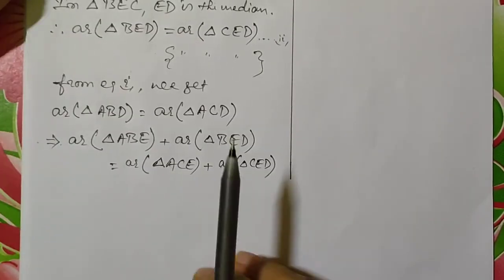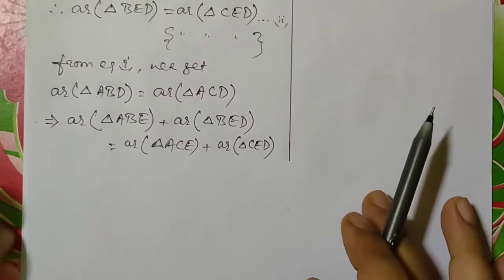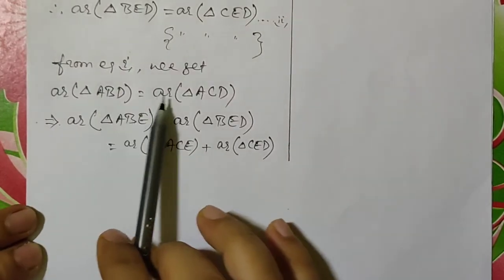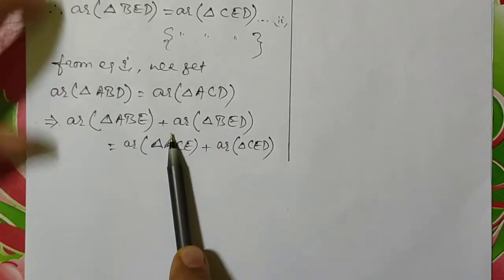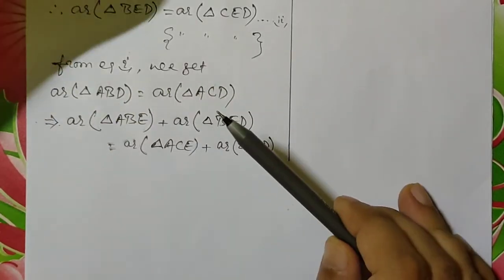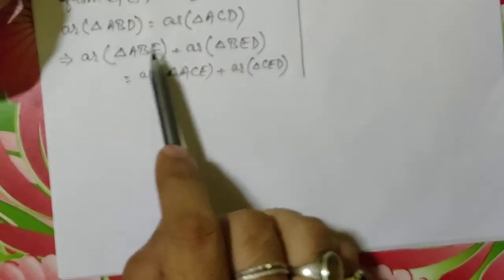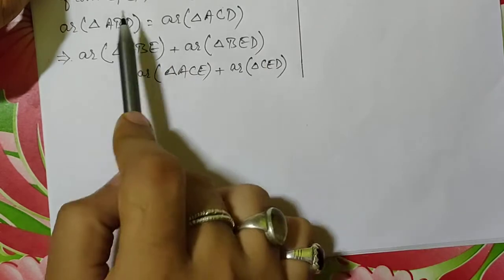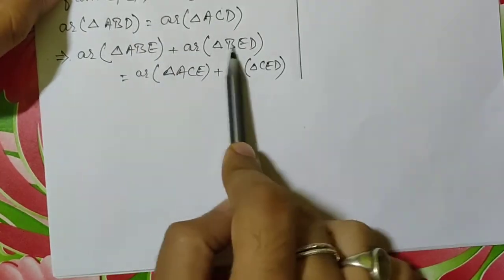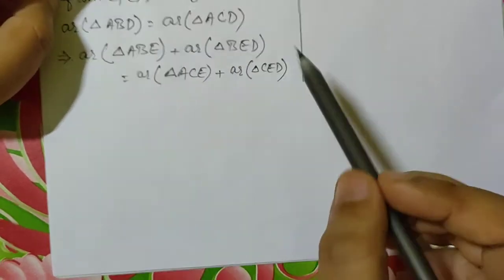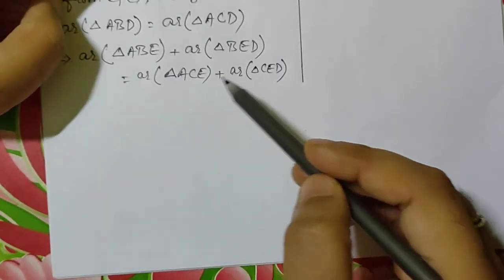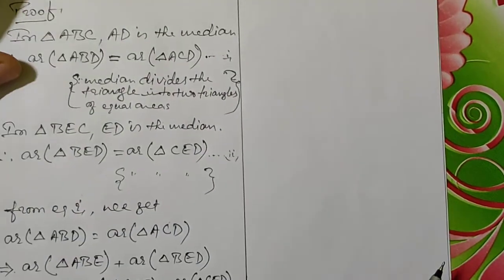Now see here everyone, I had written area of triangle ABD is equal to area of triangle ACD, and in place of these two triangles I had replaced them with the sum of two triangles each. So in place of area of triangle ABD I had written area of triangle ABE plus area of triangle BED, and on the RHS, in place of area of triangle ACD, I had written area of triangle ACE plus area of triangle CED.